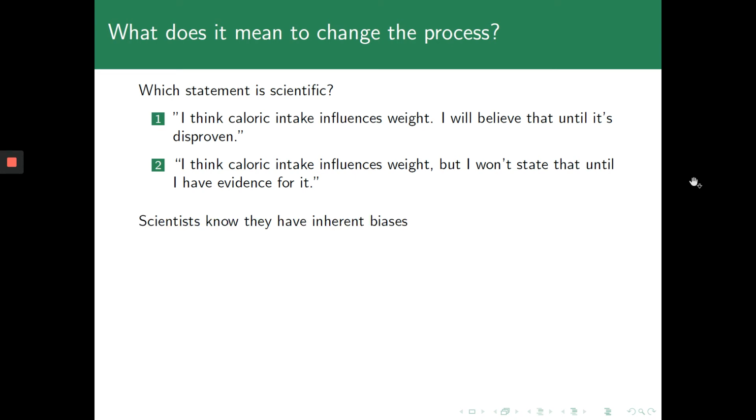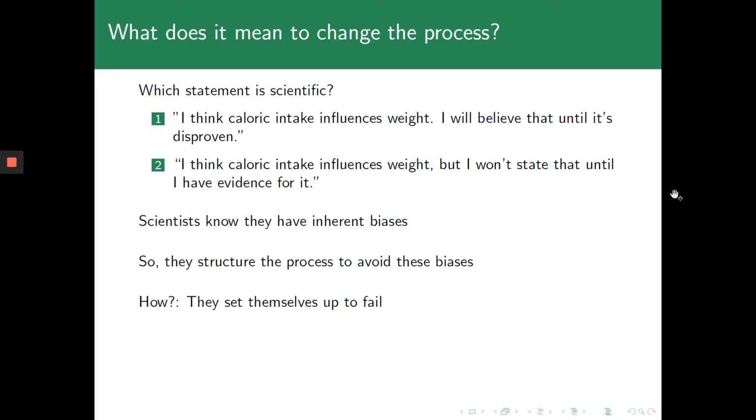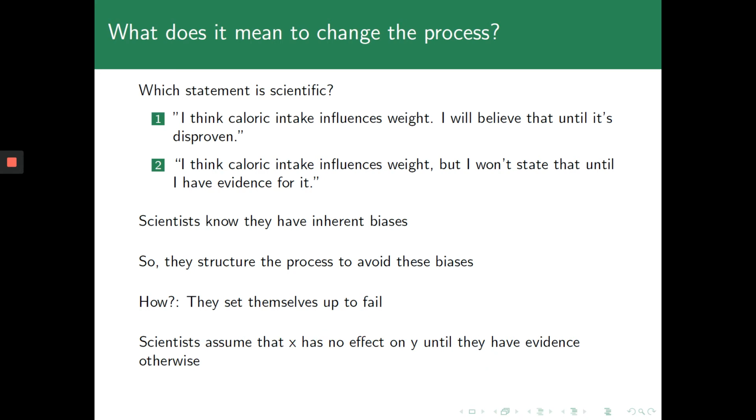Again, scientists know they have inherent biases. They want to show the world that caloric intake influences weight. They're incentivized by that. They're excited by the research. So what they end up doing is structuring the process to avoid these biases. That is, we begin with statement number 2 instead of statement number 1. We set ourselves up to fail. We assume that X, here in this example, caloric intake, has no effect on Y, here weight, until there is sufficient evidence otherwise. To do the opposite, to say, I'm pretty sure X has an influence on Y, you got to disprove me, that is setting yourself up to succeed. And that's not changing the state of affairs in a way that allows us to make meaningful inferences.